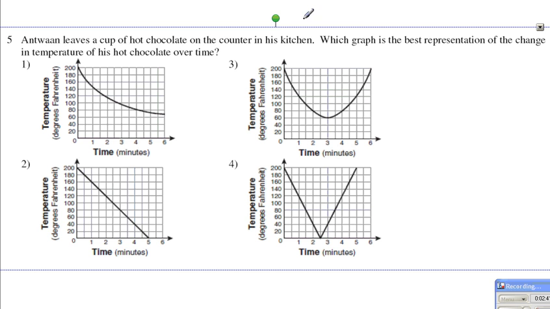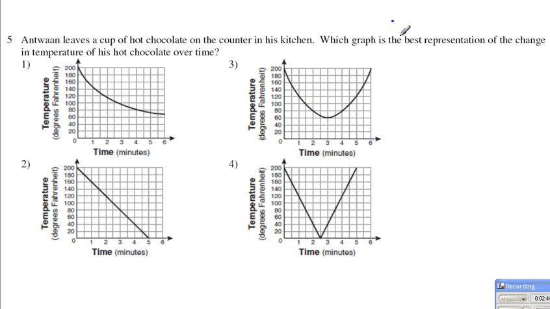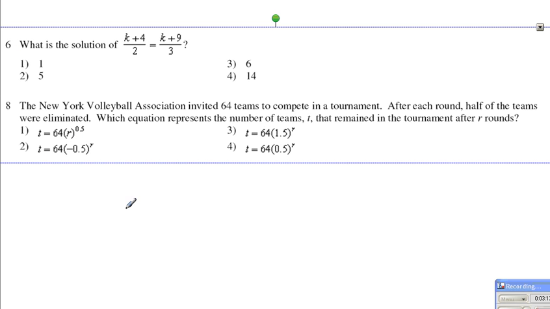Now, there it goes. Number 5. Here we have to see which graph best represents the change of temperature of hot chocolate over time. When you look at hot chocolate, it will decrease and then it will never go back up unless you reheat it. So we know that this will not be the answer, or this one either. But hot chocolate gets cooler, but it doesn't go down to 0. It doesn't freeze by itself. It just becomes a room temperature of some sort. So therefore, our answer becomes choice number 1.